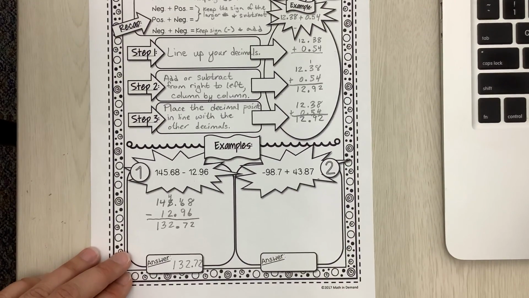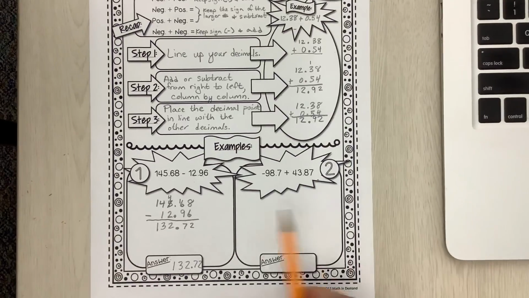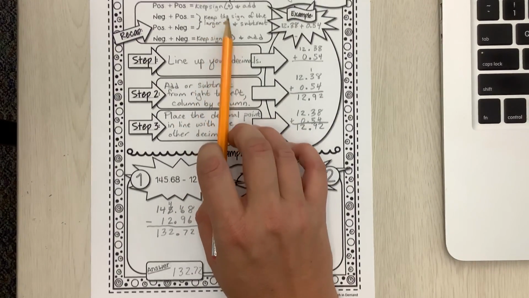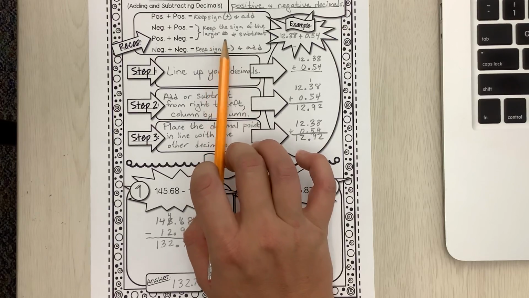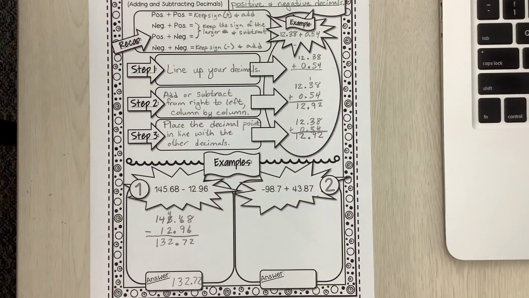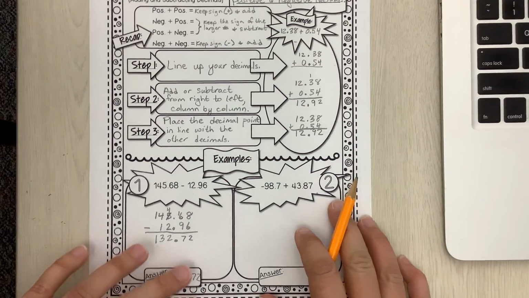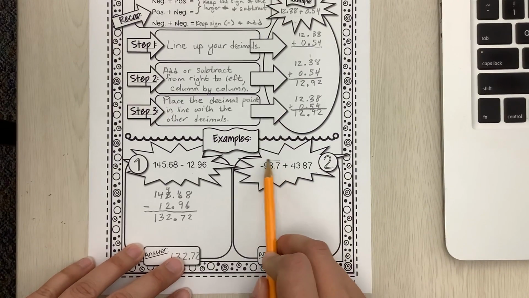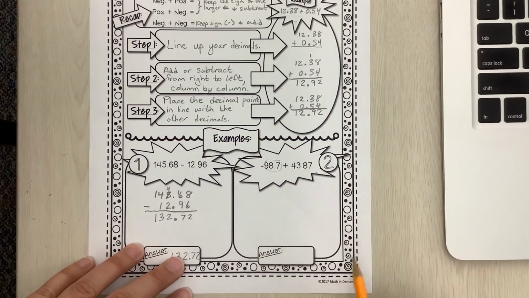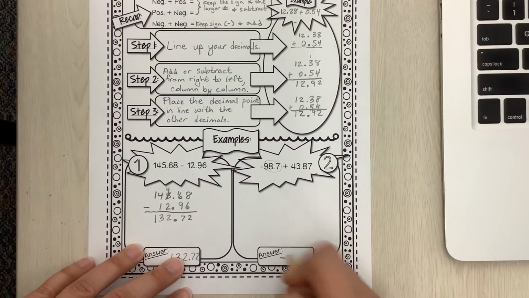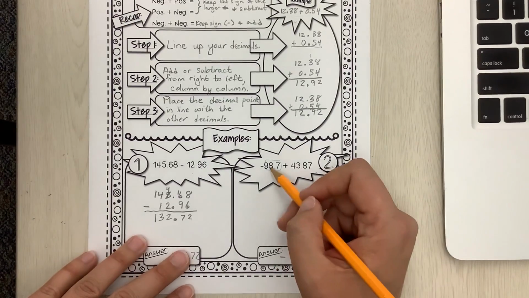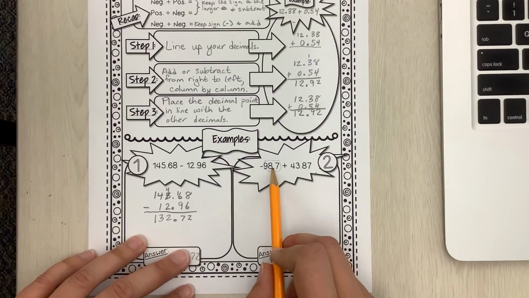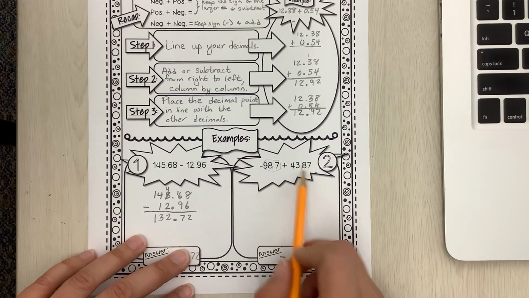Okay, let's look at number 2. Now on this one, we've got a negative plus a positive. Well, I hope you remember we're going to keep the sign of the larger number and subtract. What's the larger number here, 98 or 43? Well, 98 is larger, so we're going to make our answer negative because it's the larger number. Now we're going to subtract, and the way to do that is we're going to take the larger number and subtract the smaller number from it.